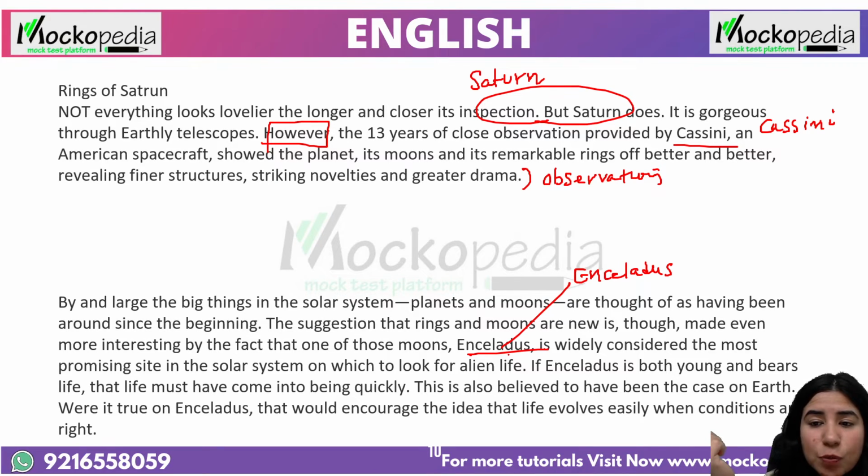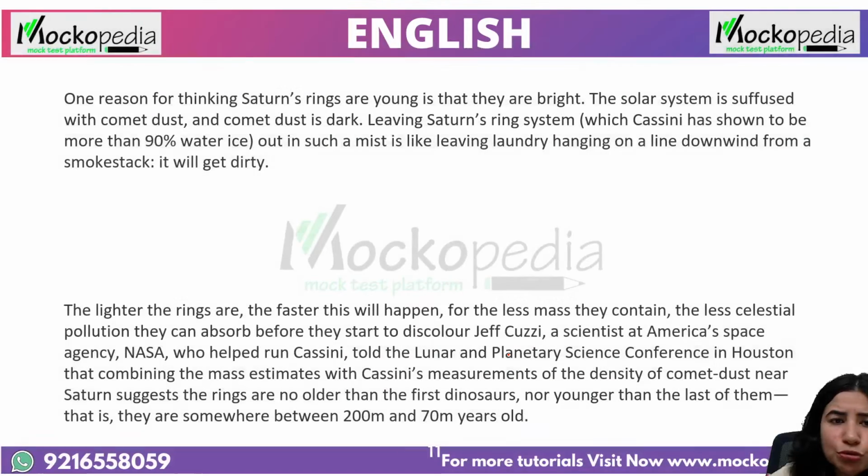If Enceladus is both young and bears life, that life must have come into being quickly. This is also believed to have been the case on Earth. Were it true on Enceladus, that would encourage the idea that life evolves easily where conditions are right. So, why are we talking about Enceladus? The entire description is there. If the question comes on Enceladus, we know where to go back, right? So, I hope we are sorted. Let's move to the next page.